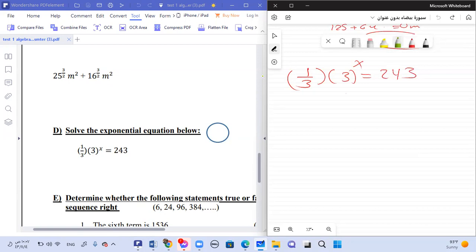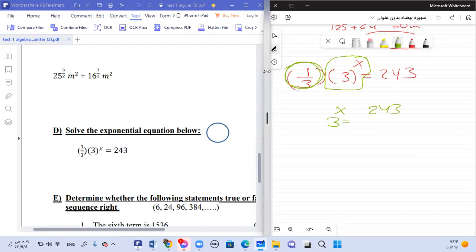What is the important idea? What is the variable in here? This represents the variable. 3 to the power of x equals 243. What is the opposite operation for 1 over 3? Times 3. Because I have the fraction, so use the reciprocal. Multiply by 3. 3 to the power of x equals, use the calculator to find this answer, 729.